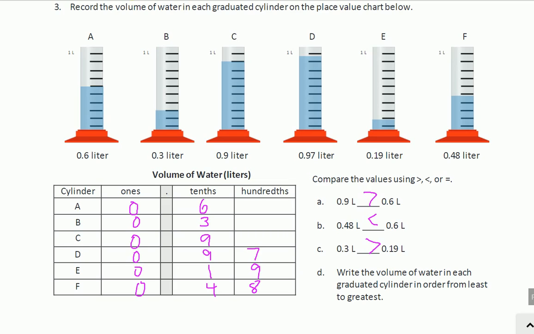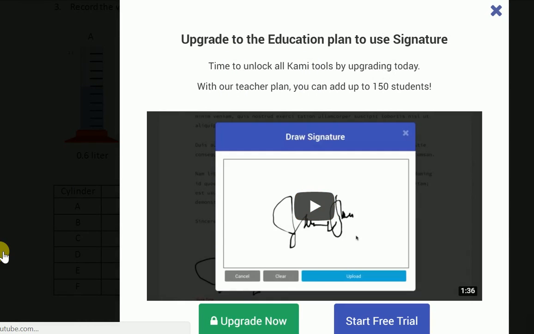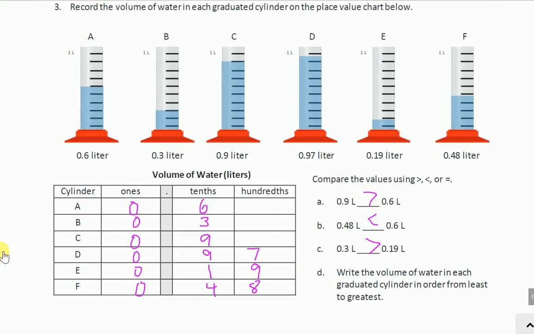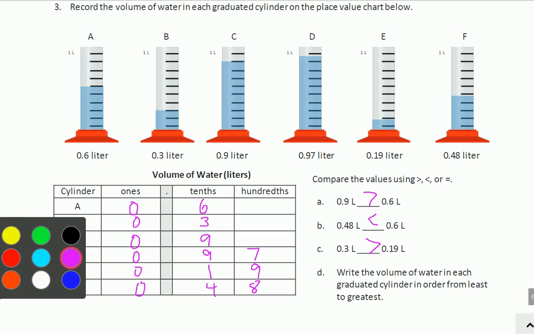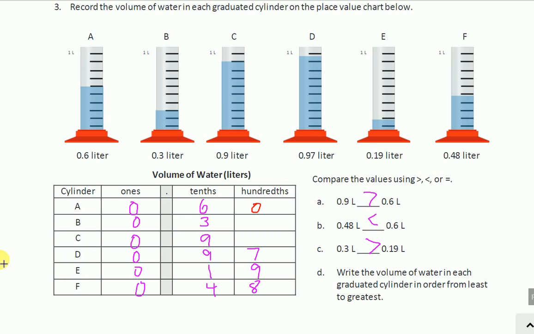Alrighty, how'd you do? Well, hopefully you did just fine. And remember to keep in mind that when you have tenths with no hundredths, you can think of these numbers as 60, 30, and 90 hundredths. Then it's really easy to see which one's bigger than the others.